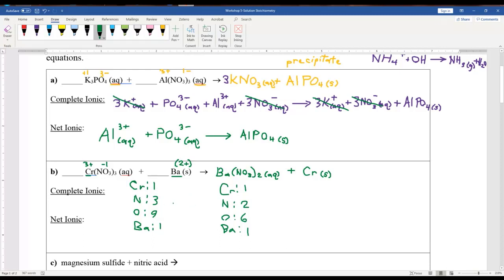Now, chromium and barium are already balanced here, but I think the key thing is to recognize when you have an odd number that you're trying to balance with an even number, like the 3 with nitrogen and the 2 on the nitrogens on the other side. When the odd number is balancing with an even number, you double the odd to make it even. How do I double the number of nitrogen atoms on the reactant side?